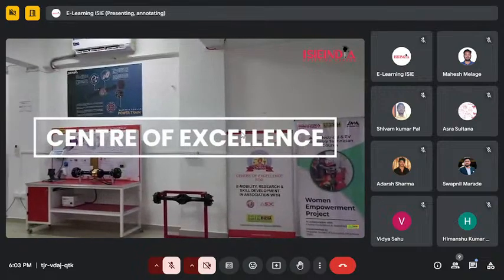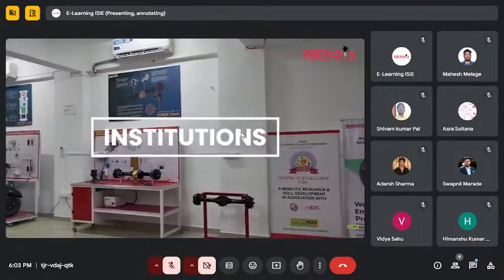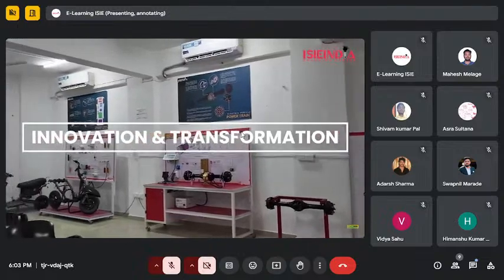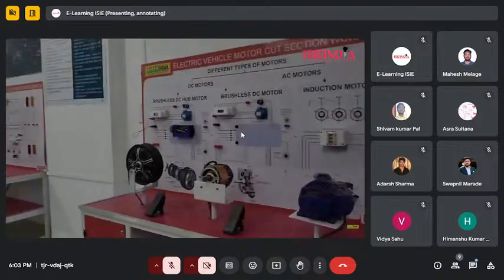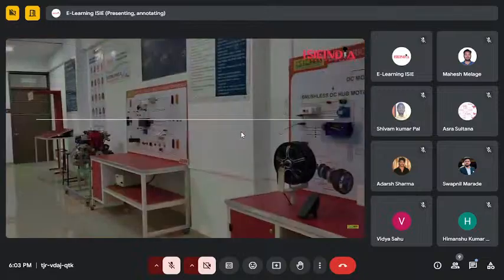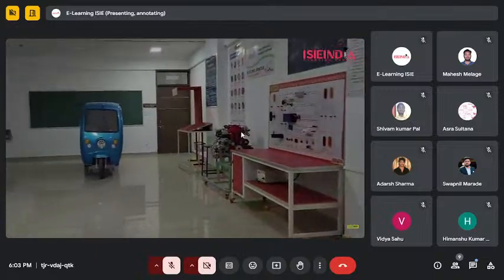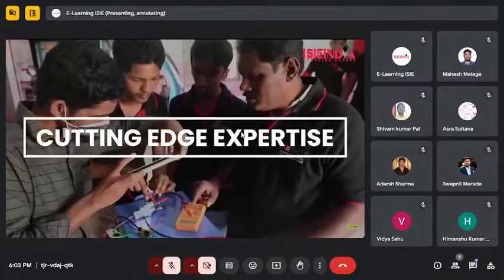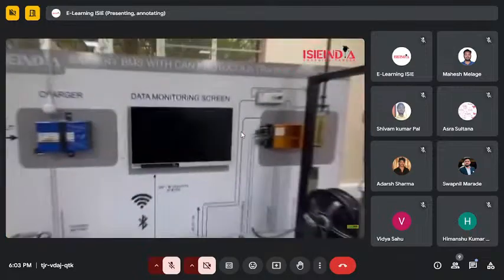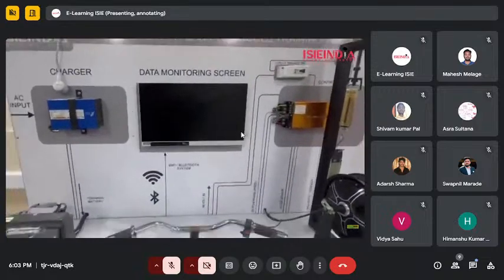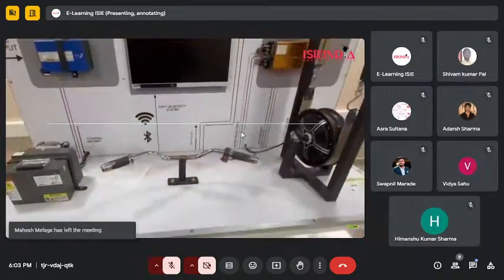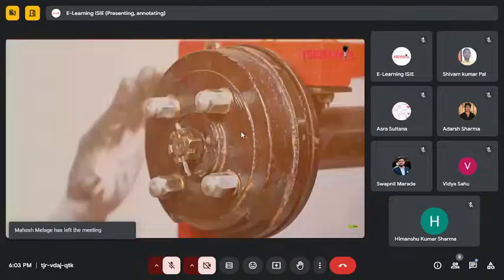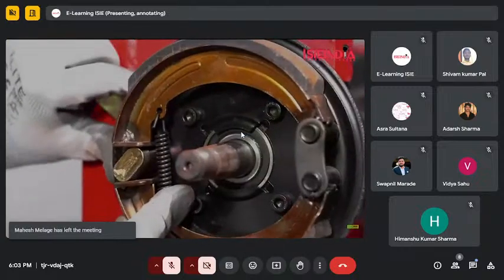The Centers of Excellence aren't just institutions, they are hubs of innovation and transformation. With specialized facilities for IoT and embedded systems, drone technology, electric vehicles, and solar energy, our centers are designed to equip individuals with cutting-edge expertise and hands-on experience in the technologies driving the future of mobility and sustainability. This is more than a center. It's a platform for empowering the next generation of leaders.